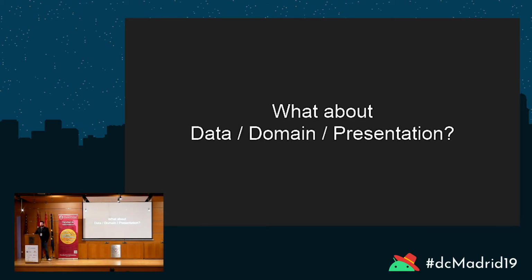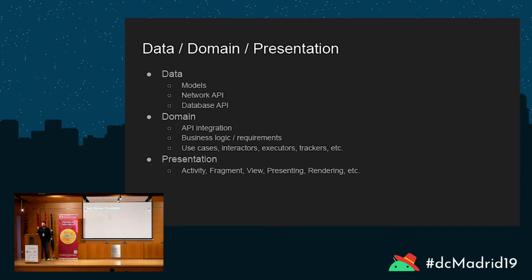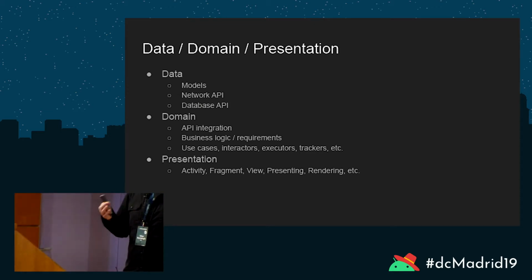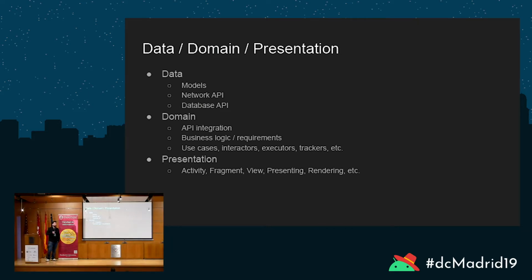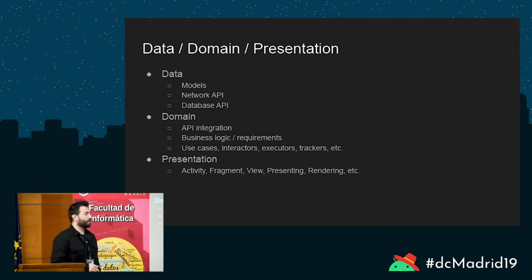But what about data, domain, presentation, right? Okay, so first of all, for the people who don't know about this concept, I'm going to explain what it is. Data is the models, network API, or database API, or whatever basically is data. Domain is your API integration, business logic requirements, or use cases, interactors, executors, whatever kind of patterns you're using to define your domain business logic. And in the presentation you have all the activity, fragment, view, presenting, rendering, or whatever.